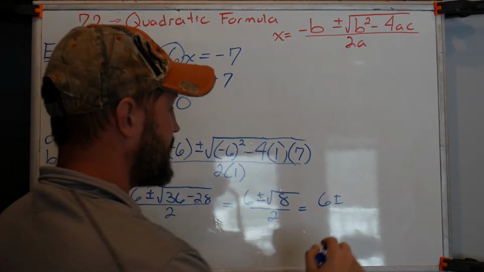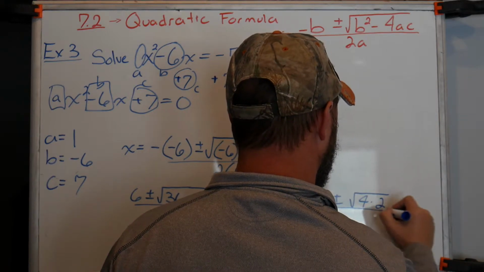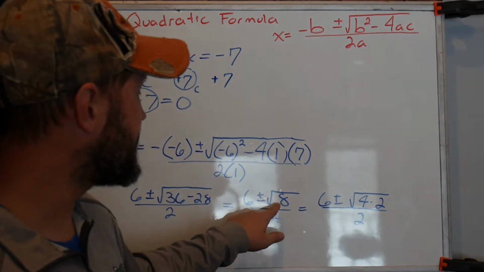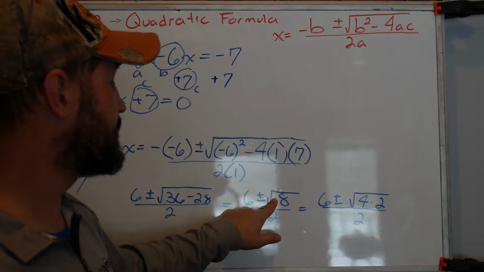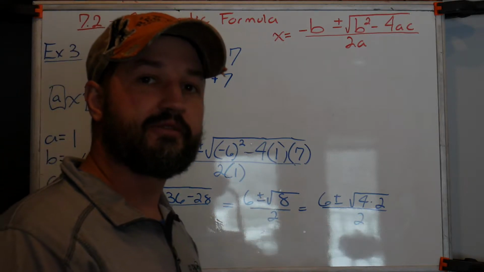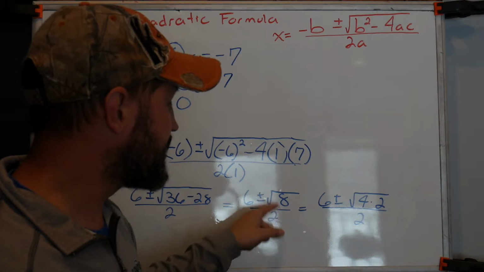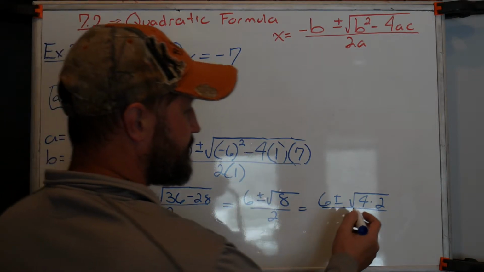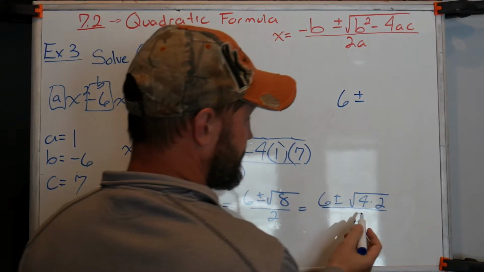Now, one extra step real quick, because I know there were still a lot of questions surrounding this in section 6.2, I believe it was. When you have a square root of a number that's not a perfect square, you try to pull a perfect square out when you factor it. If it's a cube, whatever the index is, you're trying to pull one of those out. So I can pull out a 4. When I do, I get 6 plus or minus.